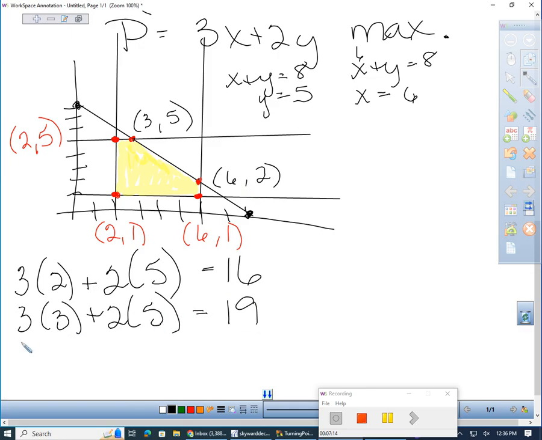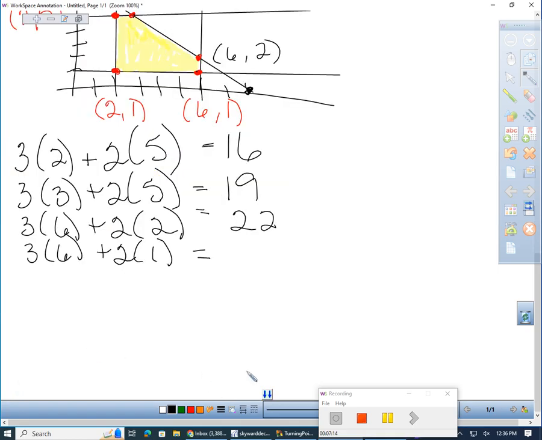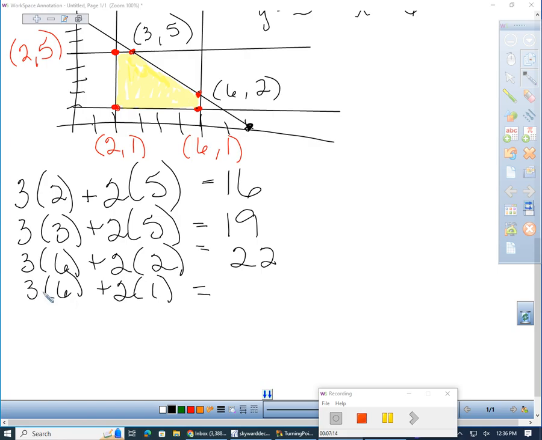Then we go to this one. 3 times 6 plus 2 times 2. This is 18 plus 4, or 22. Then I got to go to this corner. 3 times 6 plus 2 times 1. What does that one equal? 20, right? 18 plus 2 is 20, I agree.